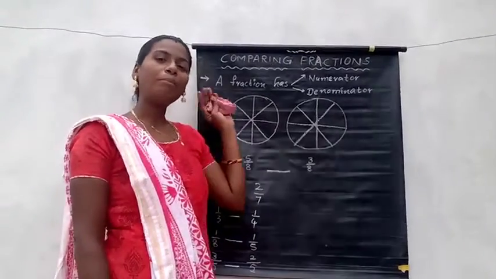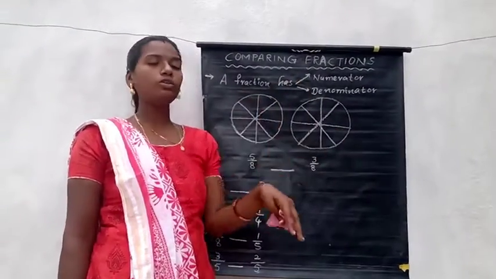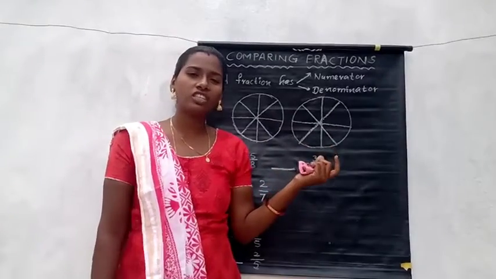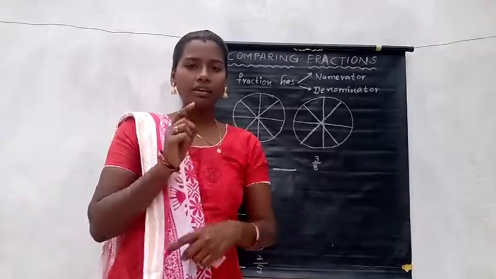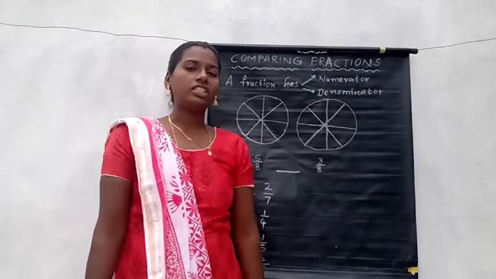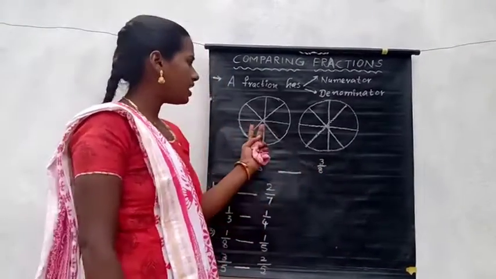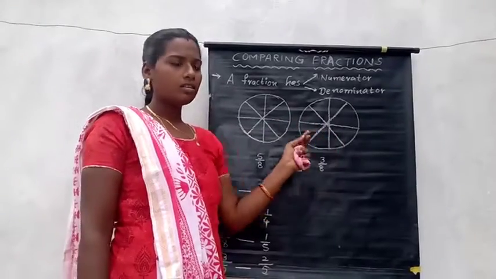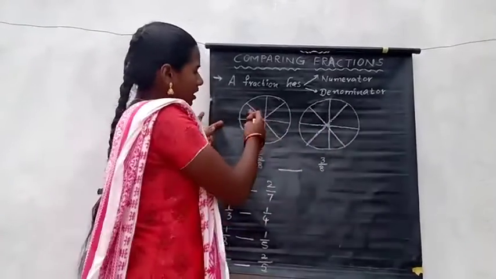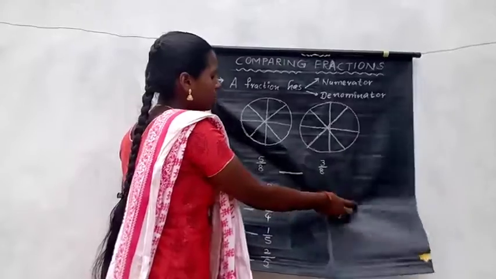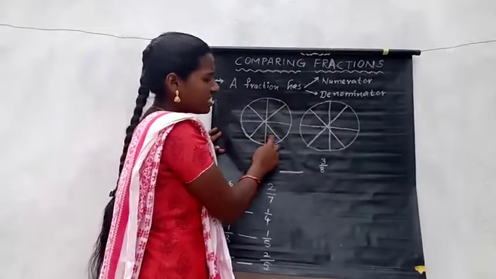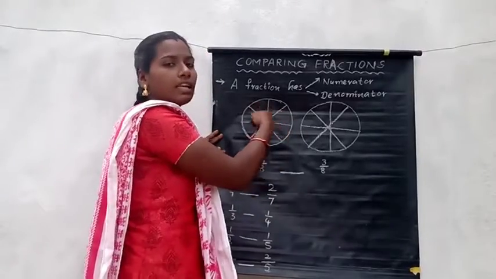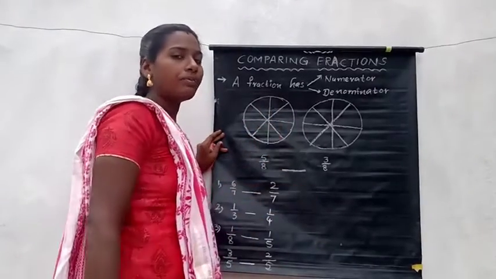I have come with comparing fractions. First of all, you should know about fractions. What is a fraction? An equally shared part of a whole is called a fraction. Equally shared part means two things. How many parts are there? 8. See here, whole parts 8. 1, 2, 3, 4, 5, 6, 7, 8. So each and every part is shared equally, so it is called a fraction.